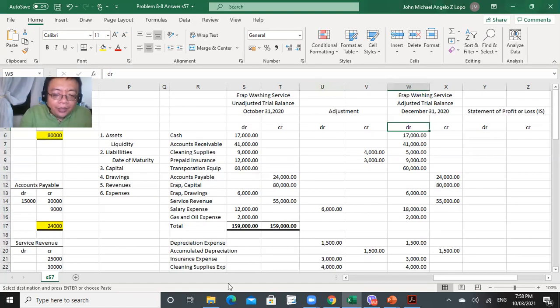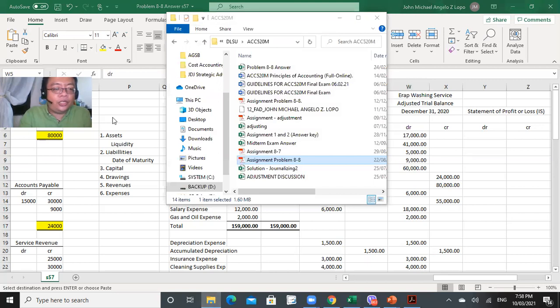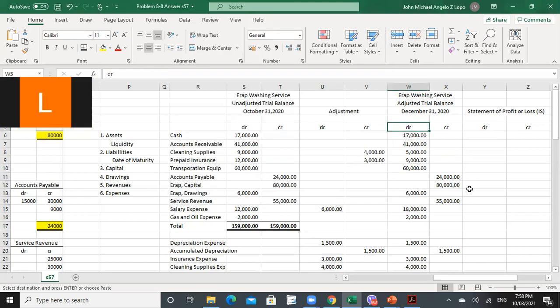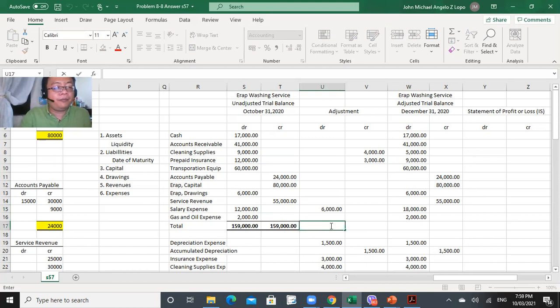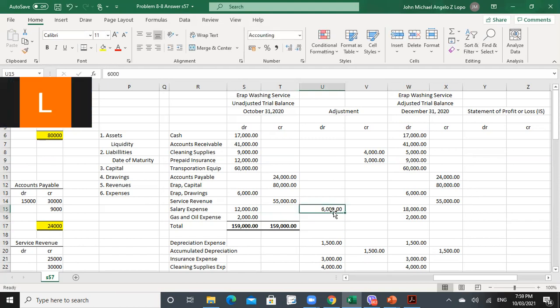All right. Next. Question, sir. For the salaries expense, they incurred more. Salaries expense, you incur more because this is applicable only for October. Diba? The 6,000 is for December. Okay? That's why we add 6,000.